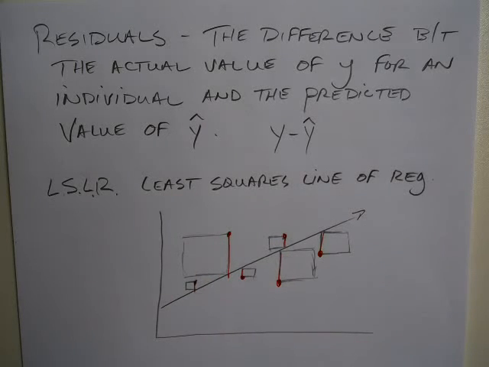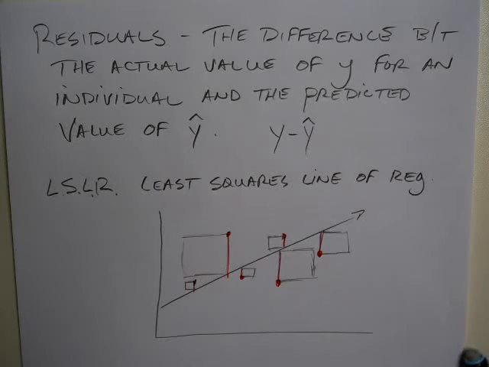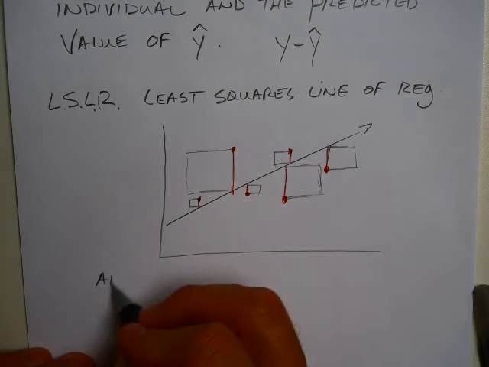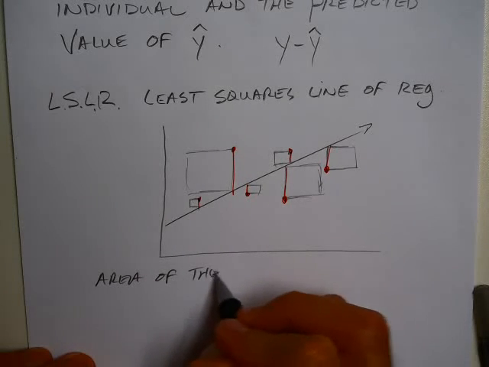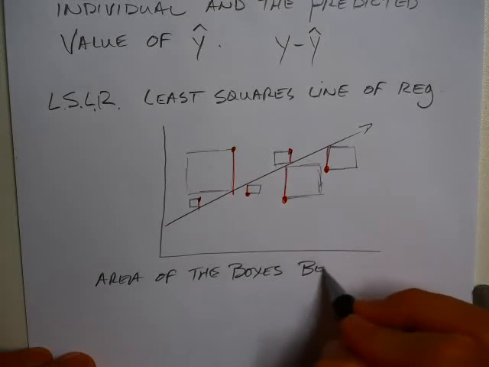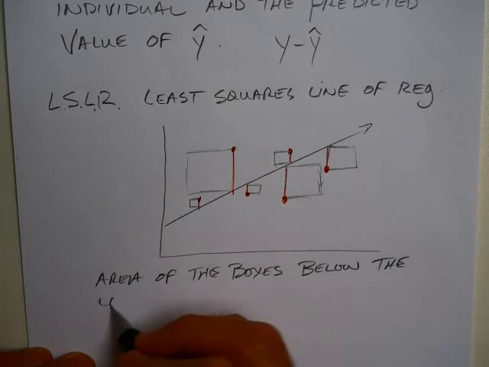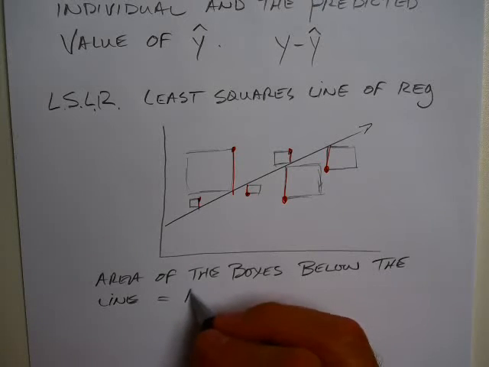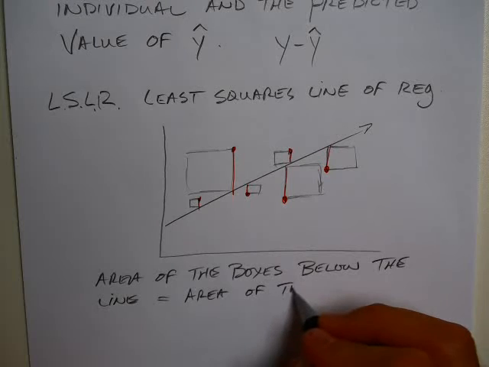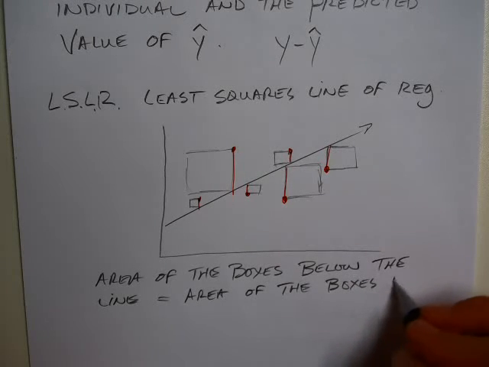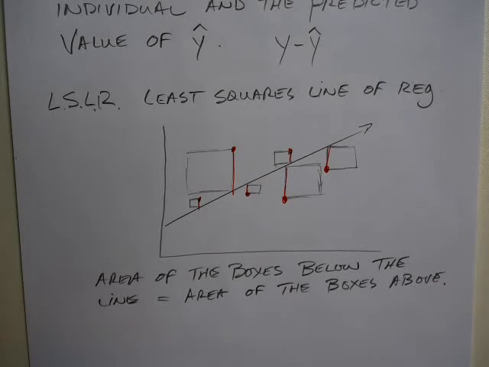When they say least squares line of regression, they're not talking about anything different. It's just the line of regression, or the line of best fit, or the least squares line. It's just different ways of saying it. But the area of the boxes below the line equals the area of the boxes above. So when I say least squares line, you're thinking line of regression. It's the same thing. Okay.